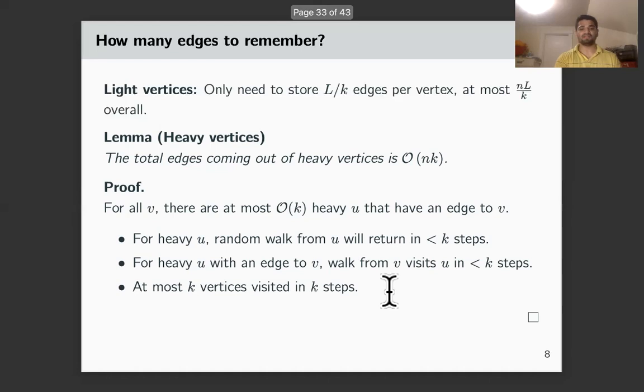But a walk that starts from V can only visit k vertices in k steps, and therefore there can be at most k vertices that are heavy and have an edge to V. Overall, because we do all of these arguments in expectation, there will be Markov inequalities everywhere, and we will get that there are only order k heavy vertices that have an edge to V. In total, there are only order nk edges coming out of heavy vertices, and the lemma is shown, and the proof of the algorithm is complete.